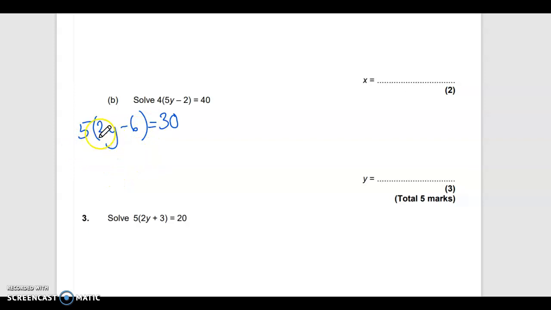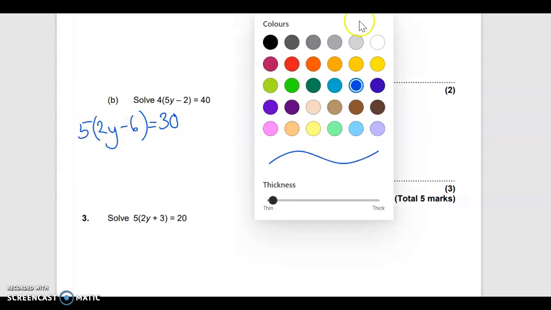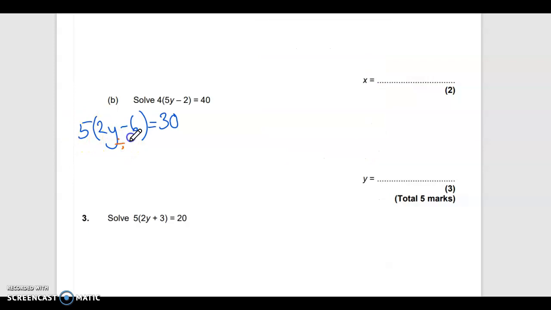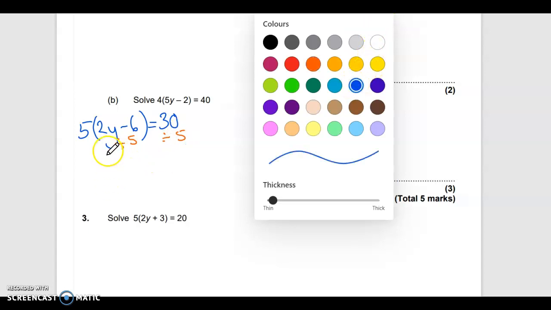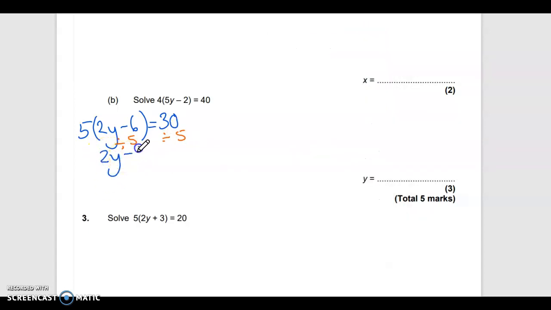Okay then, so if I was working this out straightaway, I'd do 2 times y minus 6 first, and then I would times it by 5. So to undo it, I do the last thing, which was the times by 5. So I'm going to divide both sides by 5. Okay, so here I have 2y minus 6 equals, and then 30 divided by 5 is 6.